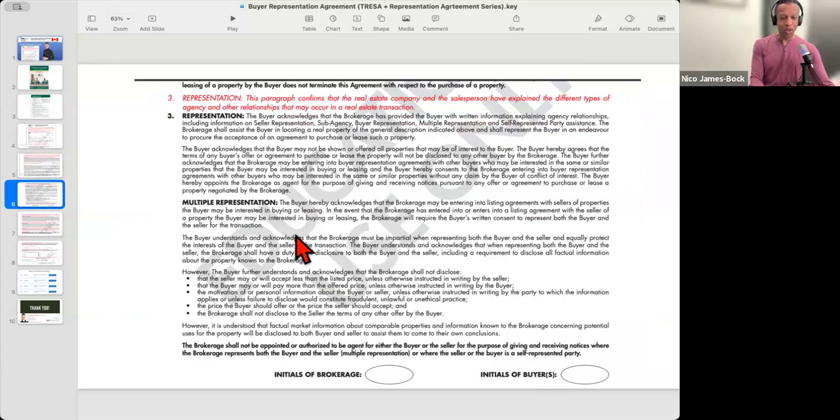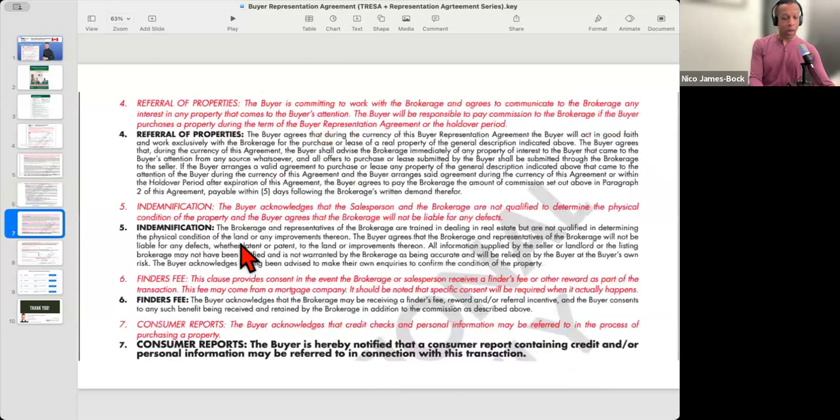As well, we go on to representation. So representation is fully explained, and it also introduces the concept of multiple representation. Multiple representation will be fully explained in its own episode. It requires a great deal of explanation to make sure that it is clearly understood by buyers and sellers. As well as referral of properties.